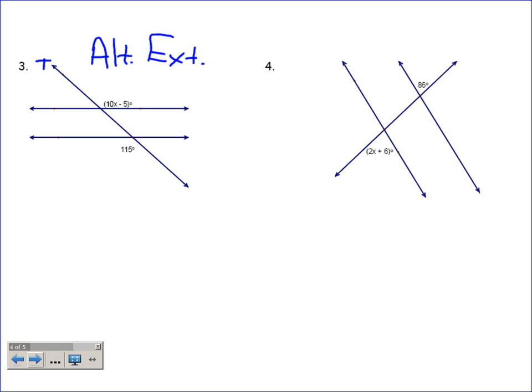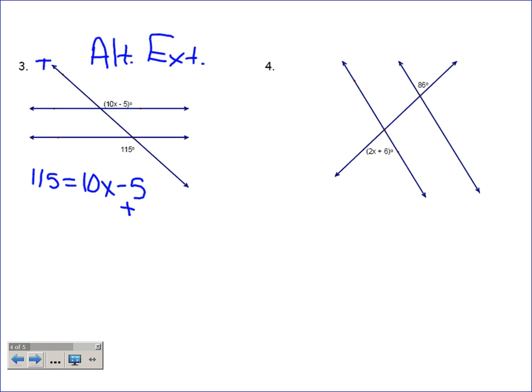Okay, Carrington, are alternate exterior angles congruent or are they supplementary? Congruent, okay? Anything alternate is going to be congruent. Same side is supplementary. Anything that's same side is always going to be supplementary. So these are congruent. So again, we just write 115 equals 10x minus 5, and we're set. All we do is solve this. Shad, solve this for us. You can do it.